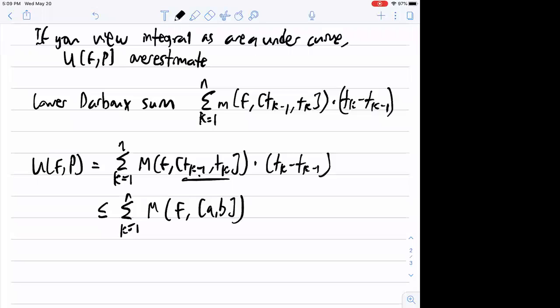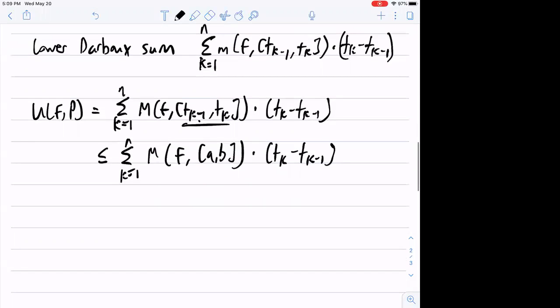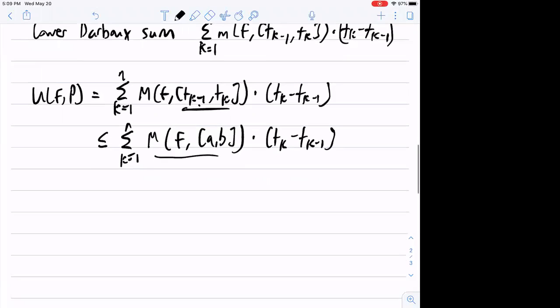Here, I'm taking the sup over a bigger set. Remember, the [t_{k-1}, t_k] come from a partition of [a,b], so obviously [a,b] is the biggest set. So it's certainly bigger than if I just replace it with the sup over the whole set. And this thing no longer has a k in it, right? So I can pull it out.